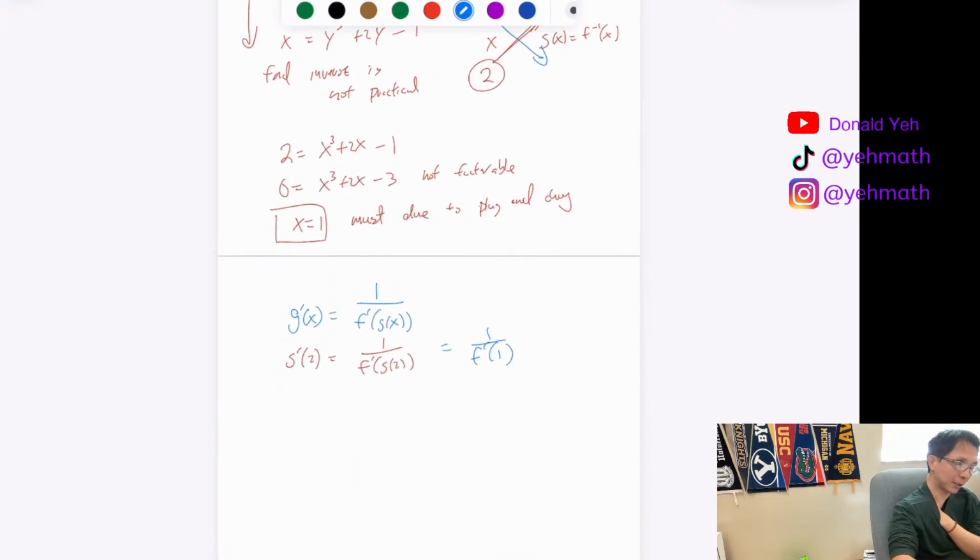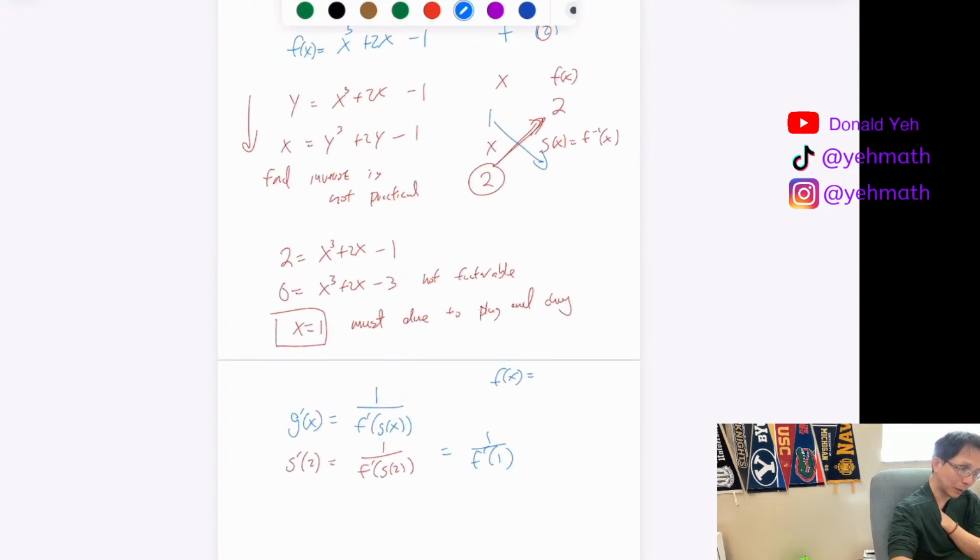And if I just take a derivative of f of x equals x cubed plus 2x minus 1, f prime of x is equal to 3x squared plus 2. And f prime of 1 is equal to 3 times 1 squared plus 2, which equals 5. So the answer is 1 over 5. Now, I didn't even find the inverse function. I found the derivative because I understand the relationships.